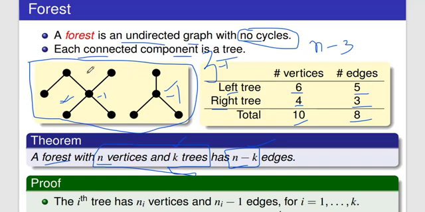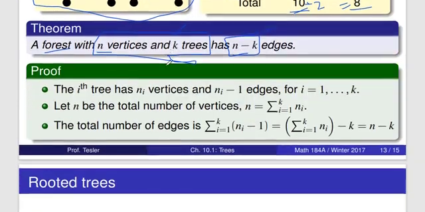Okay, so let's assume that this is a forest. We now have 10 vertices. If we want to count edges, since there are 2 trees, we just compute 10 minus 2, which is equal to 8. So this is the forest.